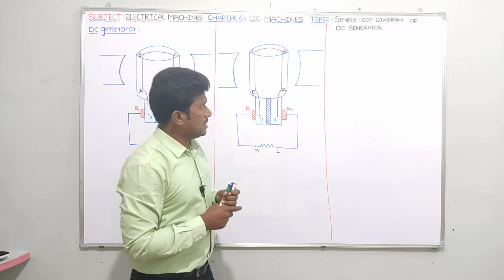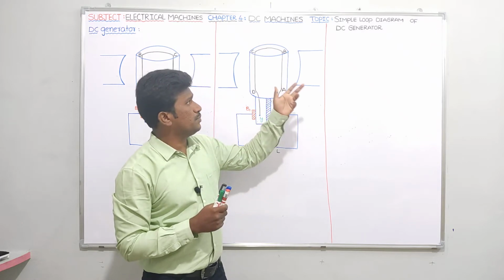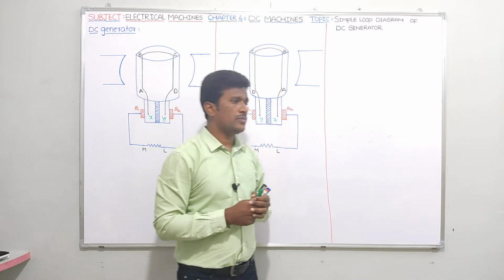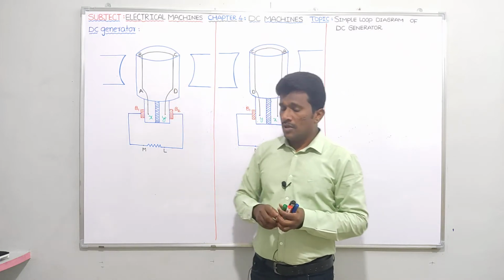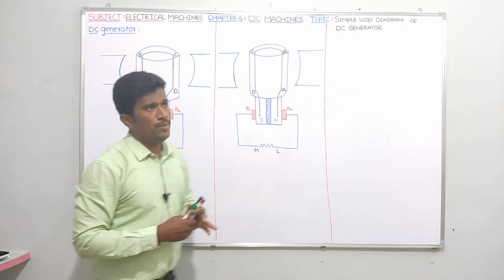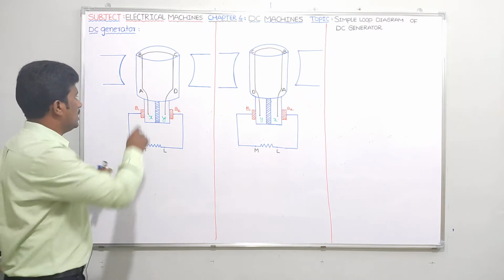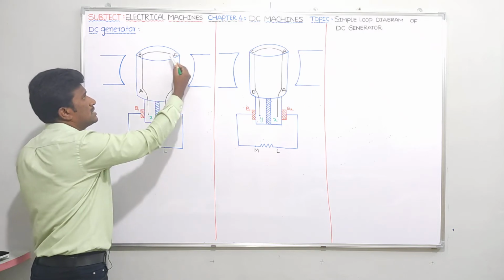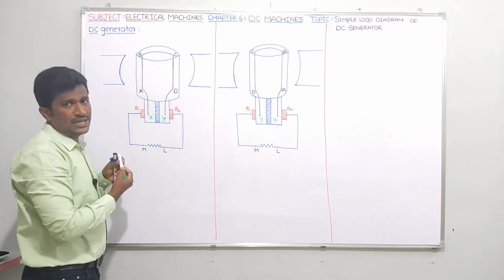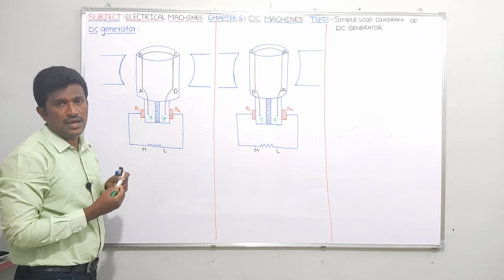So guys, first of all in this topic I am just going to discuss the simple loop diagram of a DC generator. Let me take this figure. I told you we will have armature winding and field winding. Here please try to see, AB I am just taking as a conductor and CD I am taking as another conductor. ABCD is a coil. ABCD is a coil.